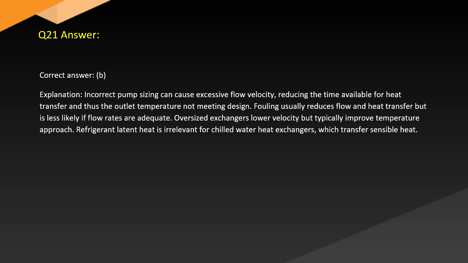Incorrect pump sizing can cause excessive flow velocity, reducing the time available for heat transfer and thus the outlet temperature not meeting design. Fouling usually reduces flow and heat transfer but is less likely if flow rates are adequate. Oversized exchangers have low velocity but typically improve temperature approach. Refrigerant latent heat is irrelevant for chilled water heat exchangers, which transfer sensible heat.